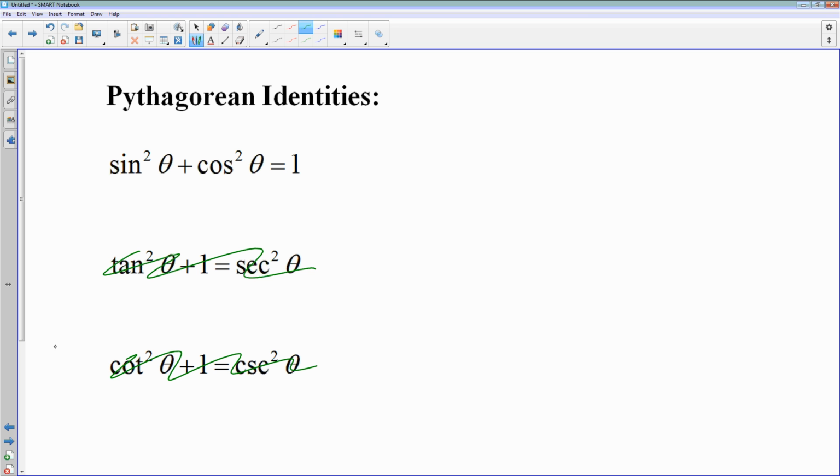What I could do to figure out those other identities is take that equation, sine squared plus cosine squared equals 1, this one right here, and I'm going to divide everything in this equation by sine squared. I can do that. It's an equation. Whatever you do to one side, you have to do to the other. So I'm going to divide everything by sine squared. And when I divide, sine squared divided by sine squared is 1.